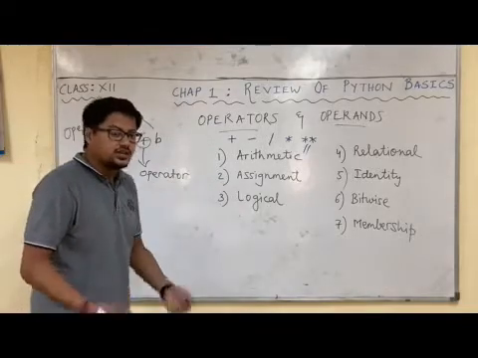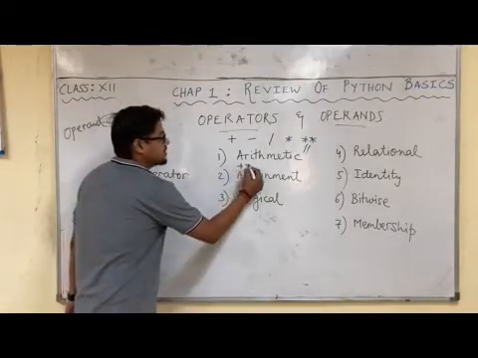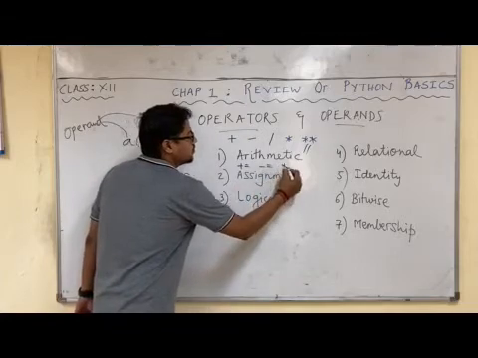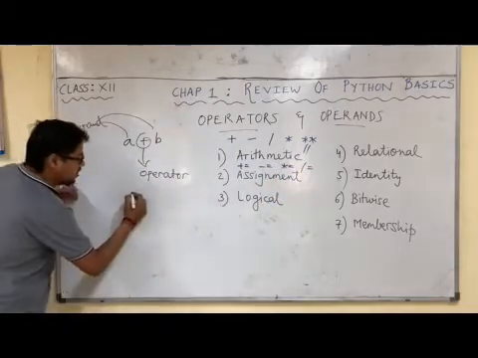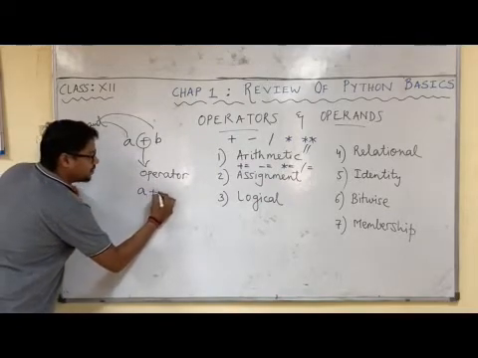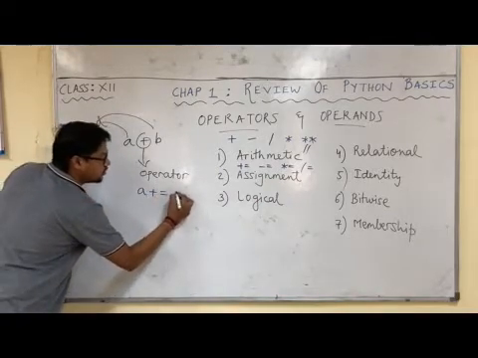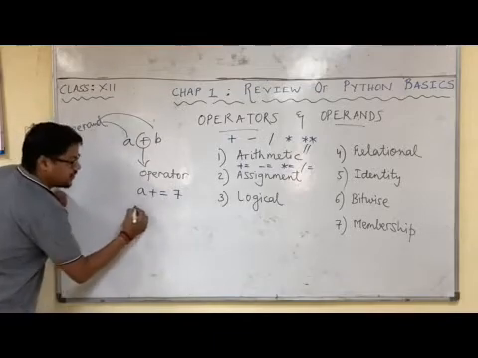Assignment operators we used to see like this: plus equal to, minus equal to, product equal to, divide equal to. What is the meaning of this? Let us see a small example. Suppose I am writing A plus equal to 7. So what is the technical meaning of this?